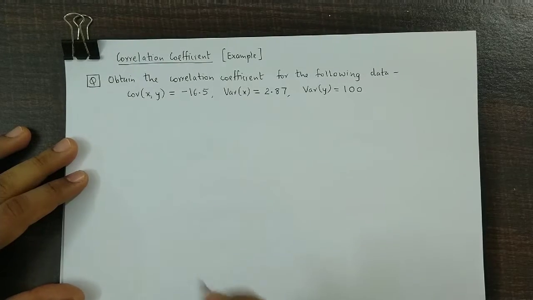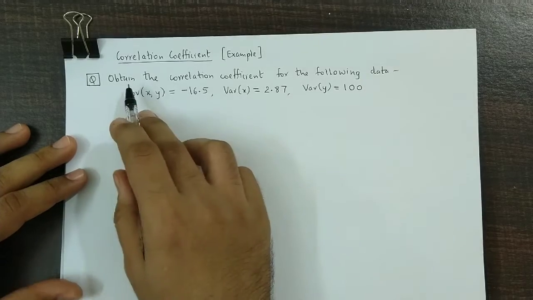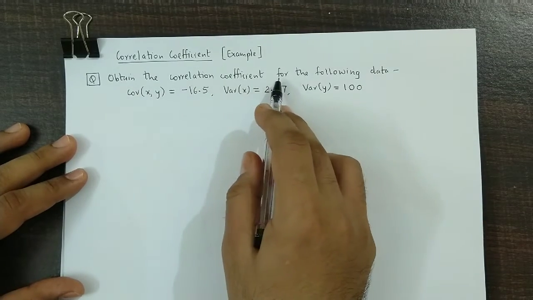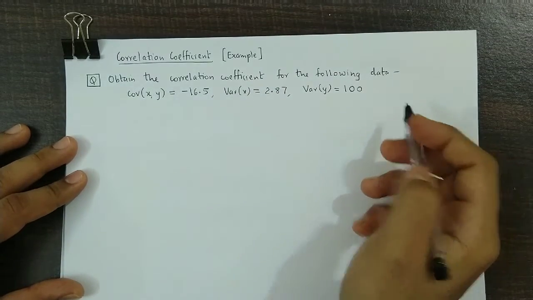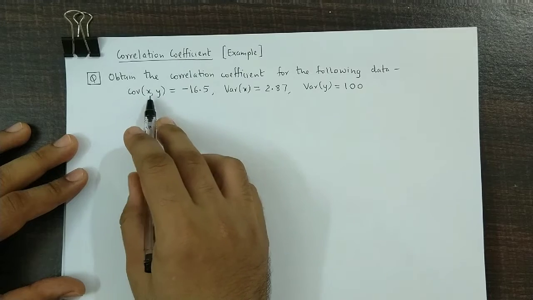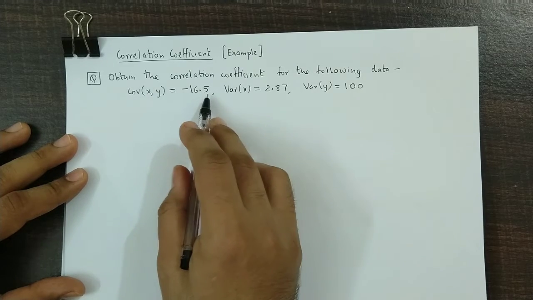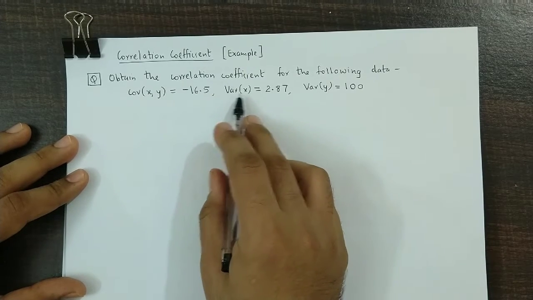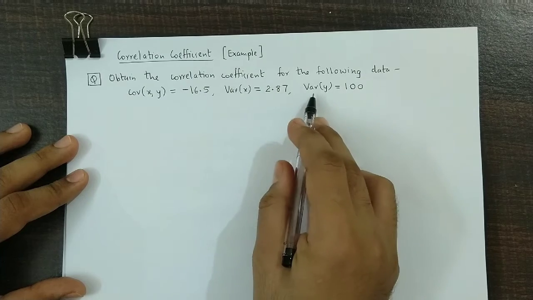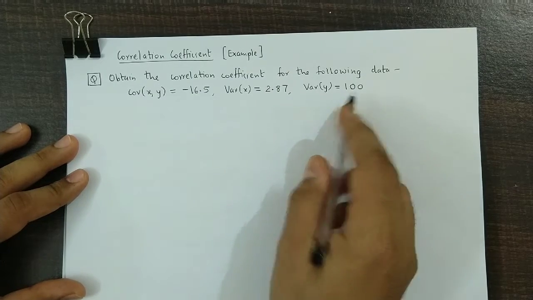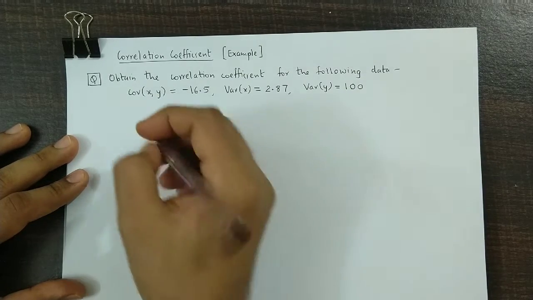Hello and welcome back. Now in this video, we are going to obtain the correlation coefficient for the following data. We have the values. Covariance between xy is minus 16.5, variance of x is 2.87 and variance of y is 100. So let's see how we obtain the value.